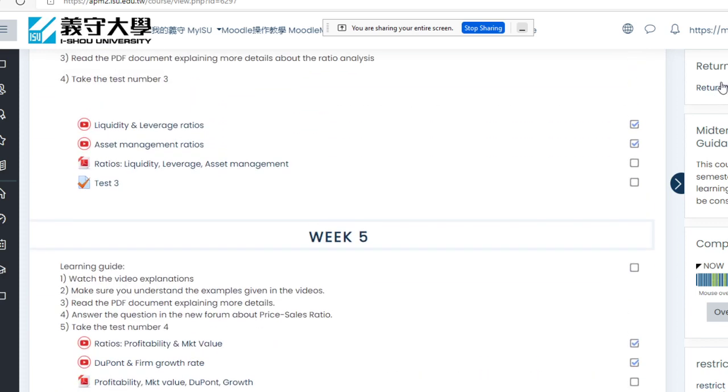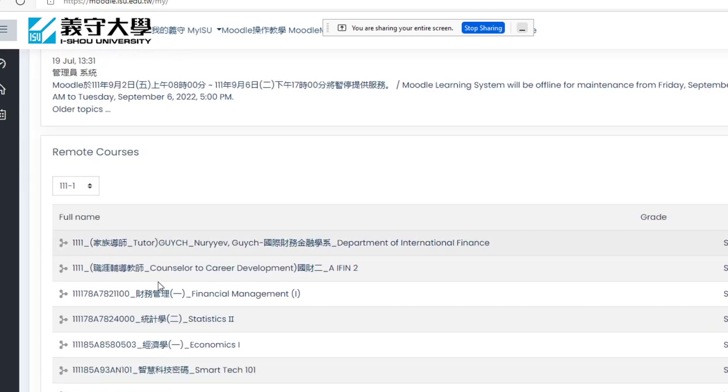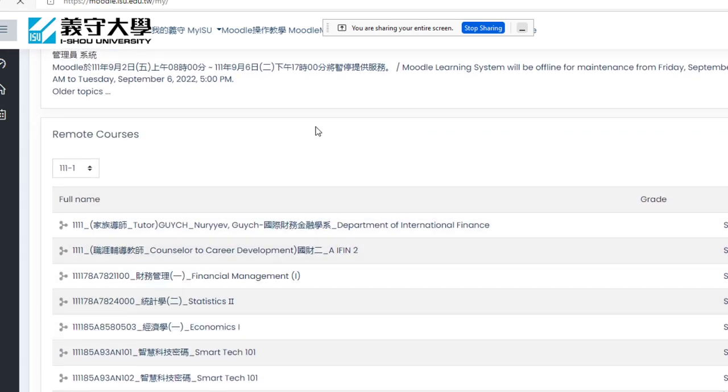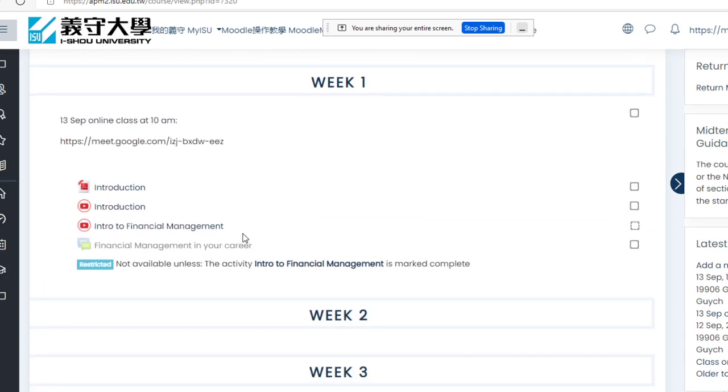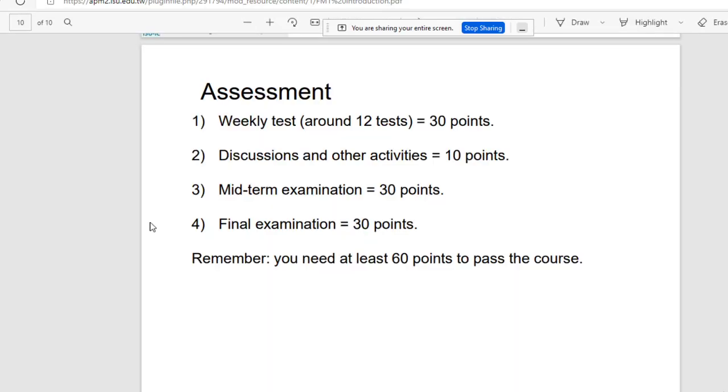So let's go back to this semester now. As you see here, week 1, we don't have a test, but you do have your forum over here. Now let's go back to that introduction. So that's what it is. Every week you'll have a weekly test. Nearly every week. Not every week, but nearly every week.